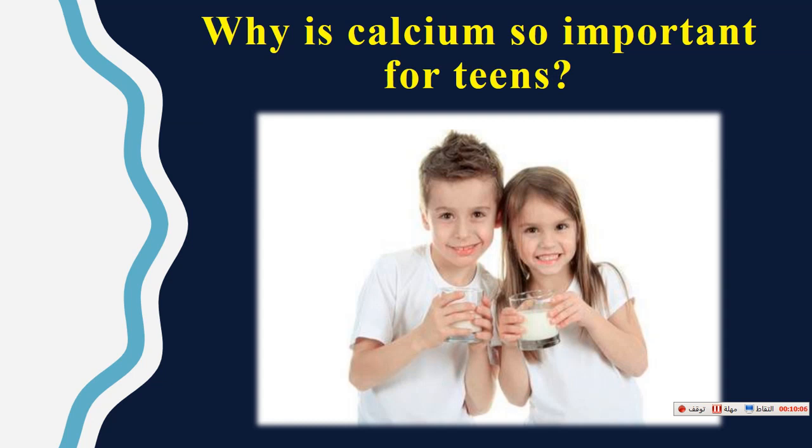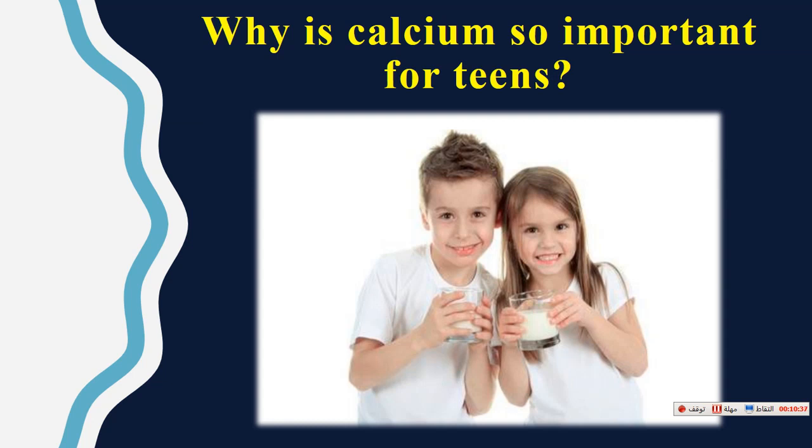Your child needs about 1,300 milligram. This means at least 4 cups of milk per day. As in this picture, this cup of milk provides your child with 300 milligram. So they need at least 4 cups of milk to build strong bone.